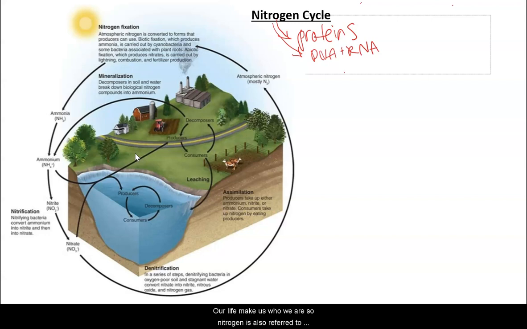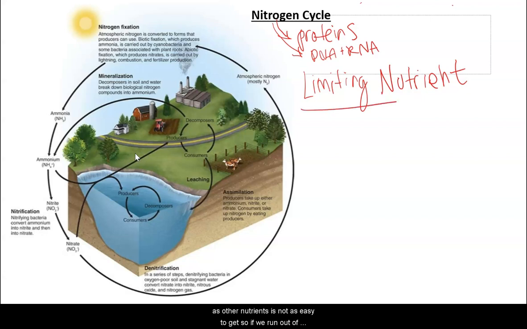So nitrogen is also referred to as the limiting nutrient. And this is because it's very important for growth. We all need it to survive, including plants, but it's not as available as other nutrients. It's not as easy to get. So if we run out of nitrogen, then you're not able to grow. So we refer to that as a limiting nutrient.